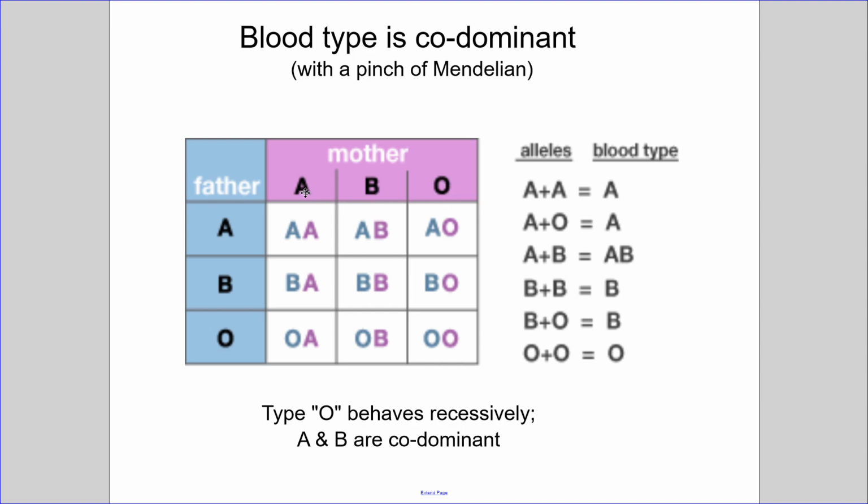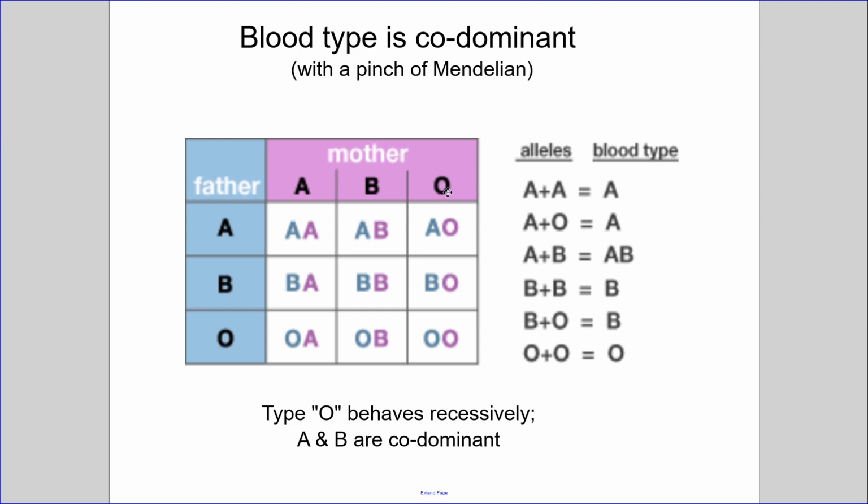So, for example, if your mother was AB and your father was AB, if the alleles that you happen to get were A from your father and B from your mother, you would codominantly have both A and B alleles for your blood type. So your blood type would be AB.